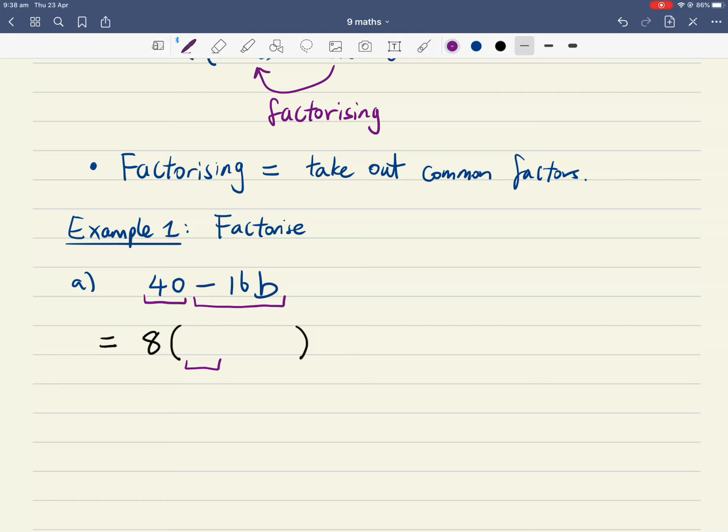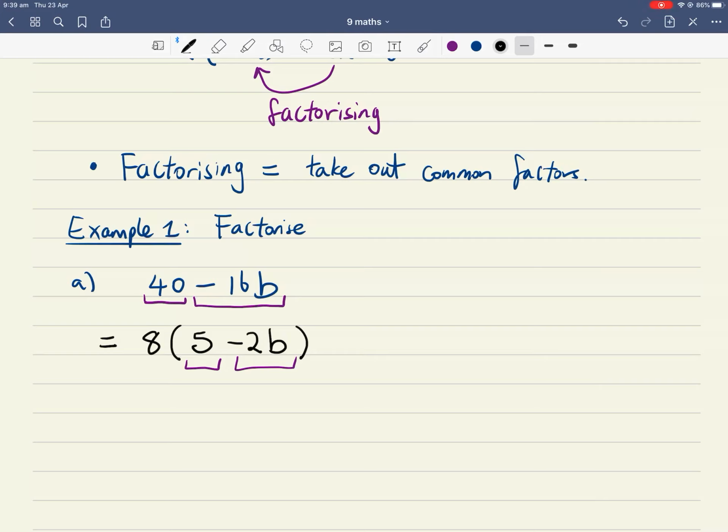So there should be 1 term and there should be another term. So looking at the first term of 40, 8 times what gives me 40? 8 times 5 gives me 40, okay? Now look at the second term. 8 times what gives me negative 16b? Well, 8 times what gives me negative 16? Well, 8 times negative 2 gives me negative 16. And in fact, I also still need the b here. So 8 times negative 2b gives me negative 16b.